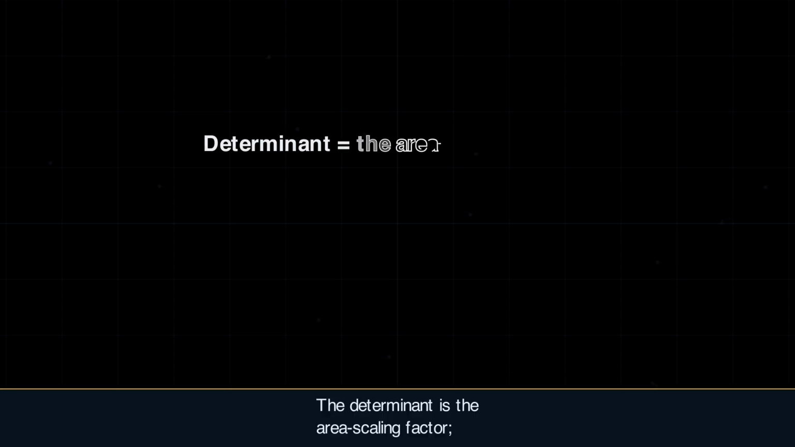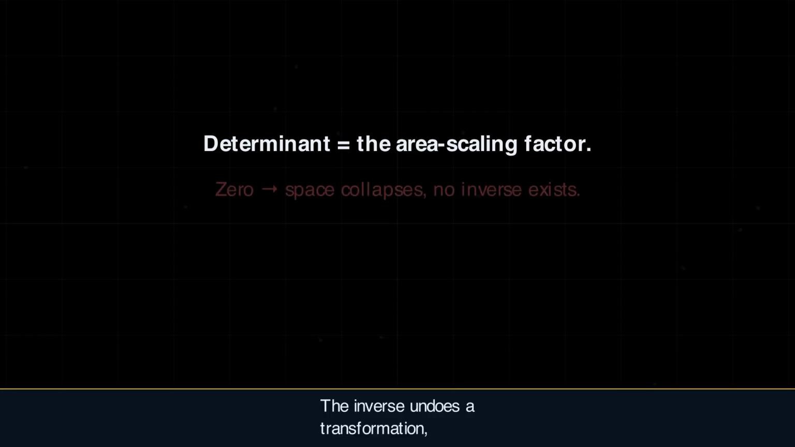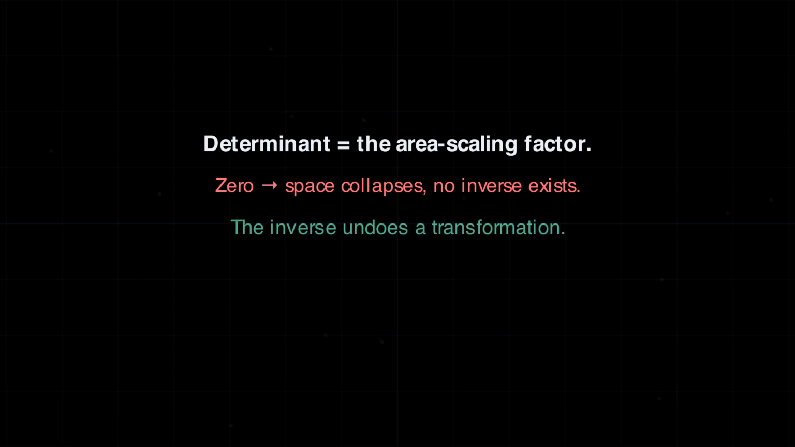So, determinants and inverses. The determinant is the area scaling factor. Its sign tells you about flips, and 0 means space collapsed. The inverse undoes a transformation and exists only when the determinant is not 0.